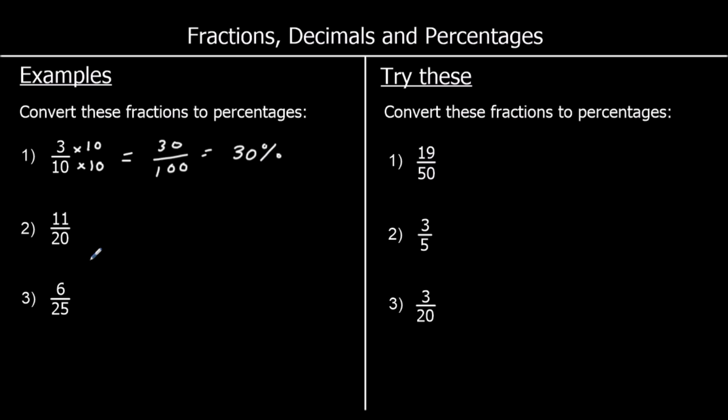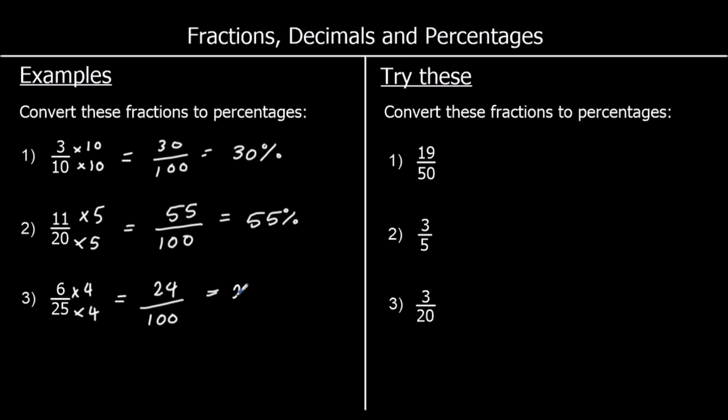11/20ths for question 2. To make our bottom number, our denominator, 100, we're going to multiply by 5. And whatever we multiply the bottom by, we need to multiply the top by the same thing. So that gives us 55 out of 100, which is 55%. And the third one, to make our denominator 100, we're going to multiply by 4. So we're going to multiply top and bottom by 4. 6 4s are 24. 24 over 100 is 24%.